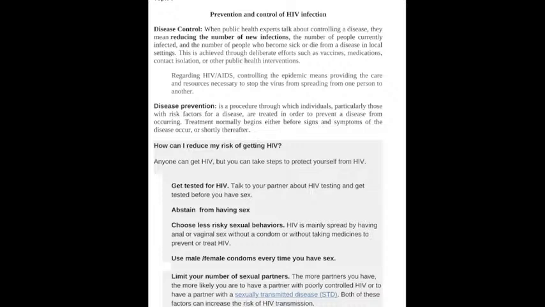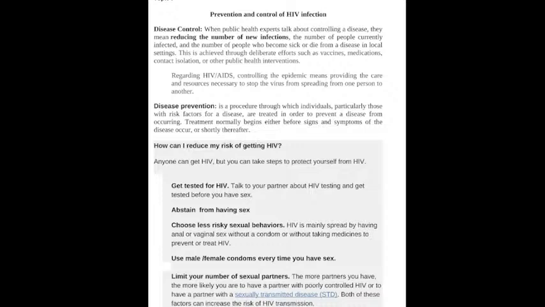Now, when we talk about disease prevention, this is the procedure through which individuals, particularly those with risk factors for a disease, are treated in order to prevent the disease from occurring. Treatment normally begins either before signs and symptoms of the disease occur or shortly after. It is therefore important for every student to be able to differentiate between disease control and disease prevention.